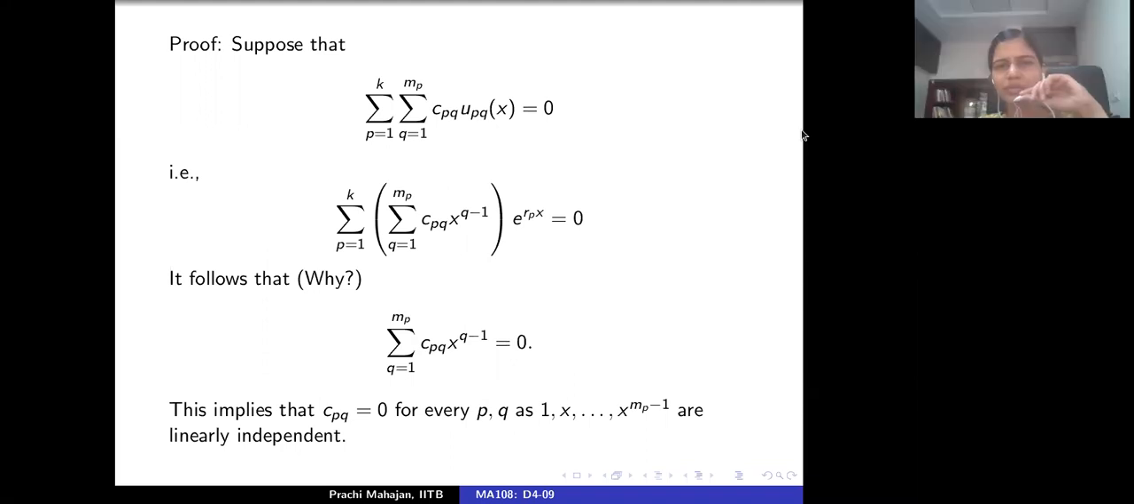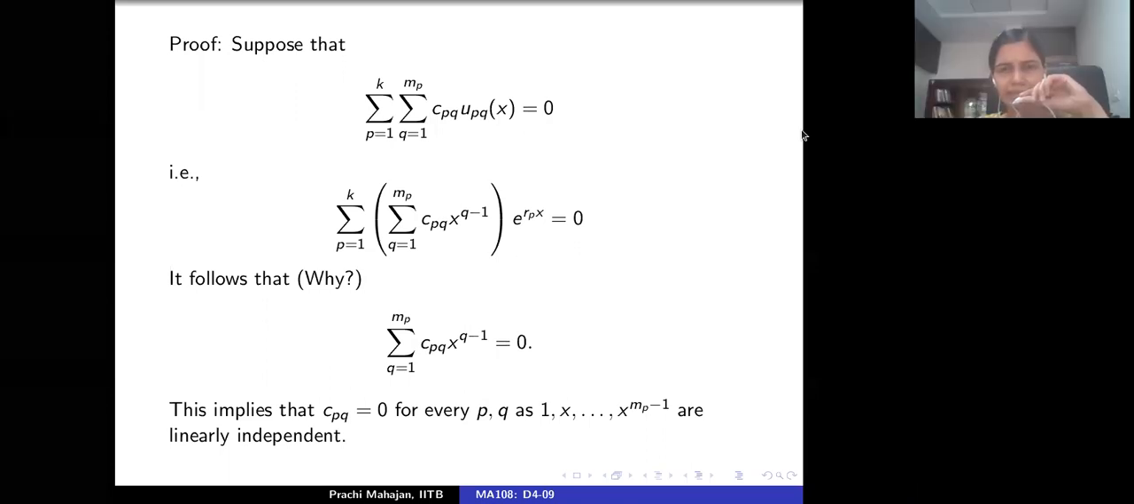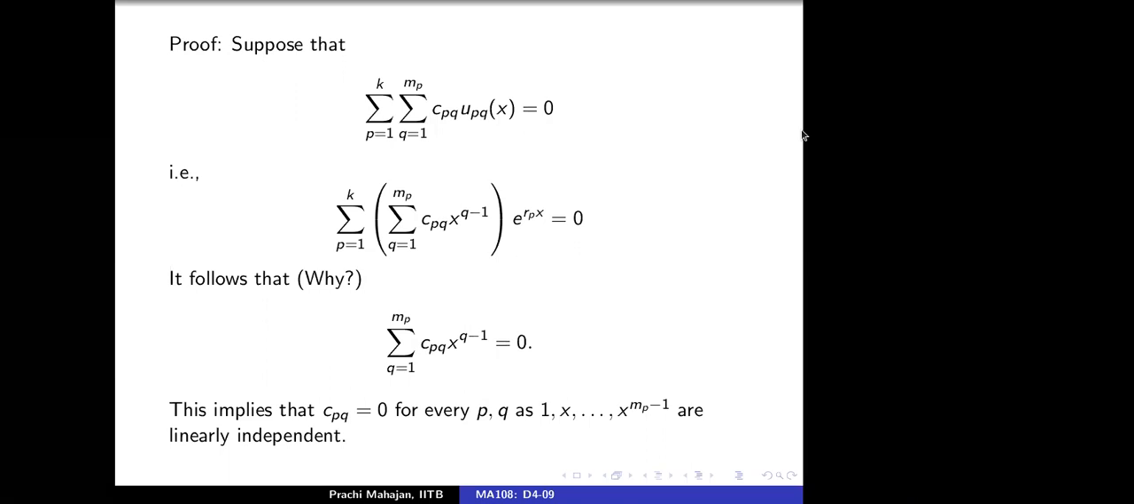Okay, so then what happens? I'm taking a sum from p equal to 1 to k. We can claim that the summation inside the parenthesis is some capital A, and so we have the summation of A times e to the power r_p x equal to 0. Correct. The e to the power r_p x are all independent, so each of the coefficients should be 0. So each of the A's should be 0.